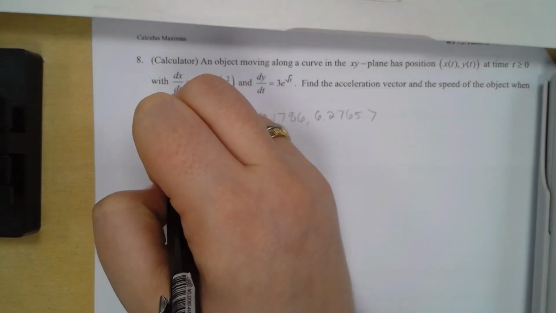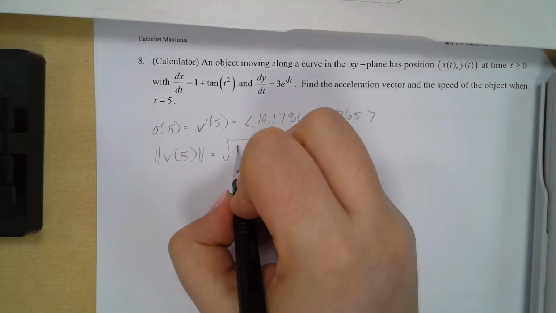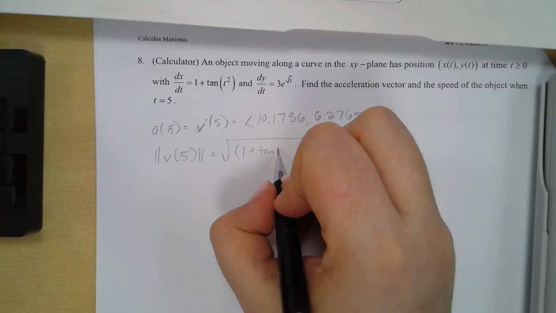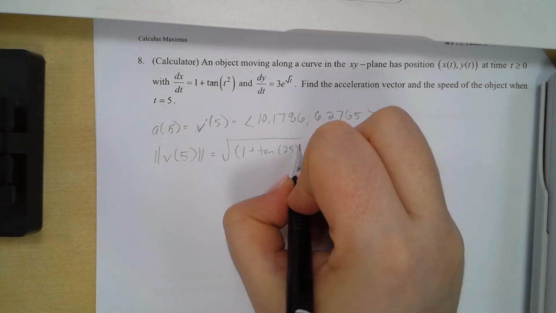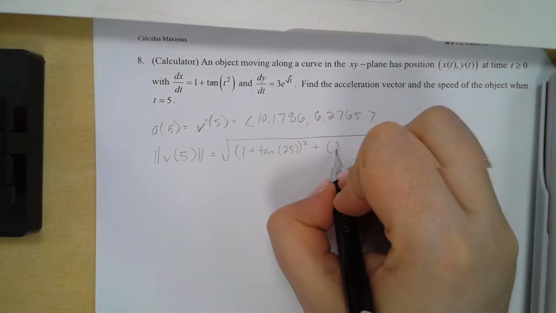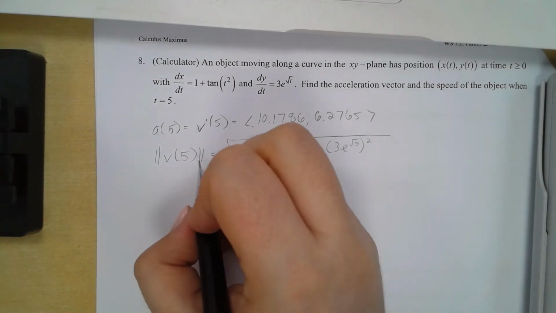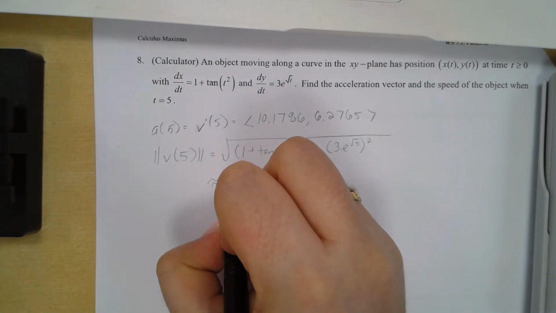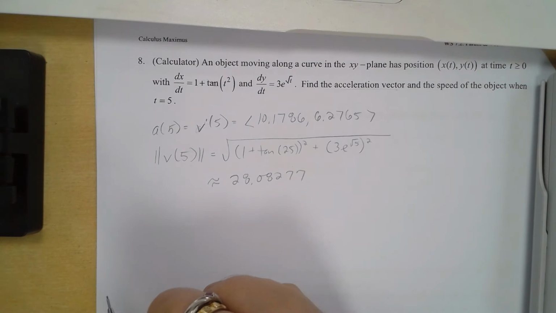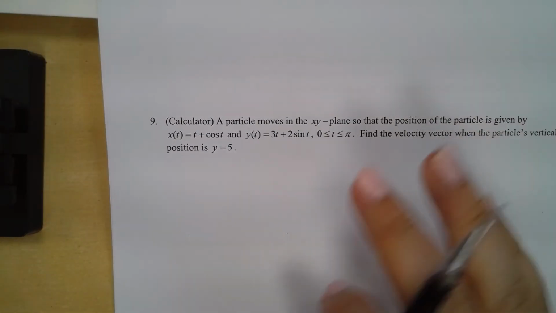My speed, the magnitude of v of 5, is going to be equal to the square root of 1 plus the tangent of, well, 5 squared is 25, plus 3e to the radical 5 quantity squared. If I put that in a calculator, I get about 28.08277. Okay? Let's move to number 9.